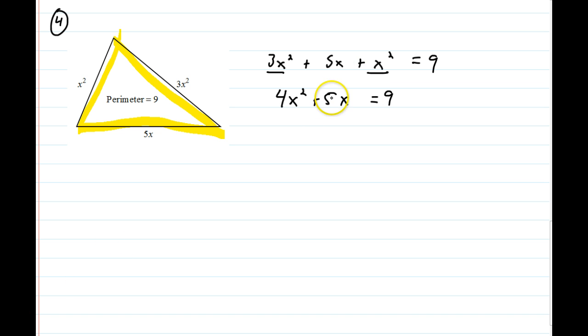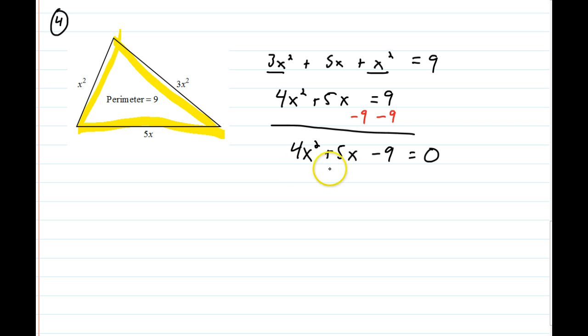Now this is a problem where we wouldn't want to complete the square. One, because this is a 5, and we would want to take half of the middle number, but also we only complete the square when our first number is a 1. So in order to solve this, what I need to do is I need to make it equal 0. So when I minus 9 from both sides, I get 4x squared plus 5x minus 9.